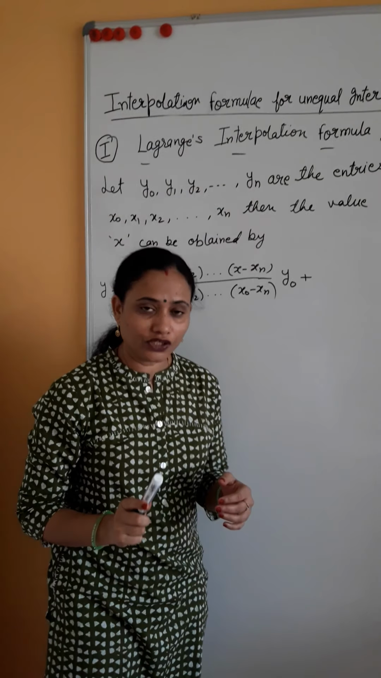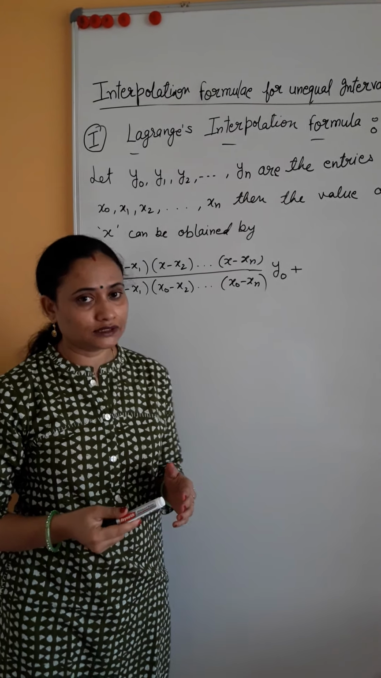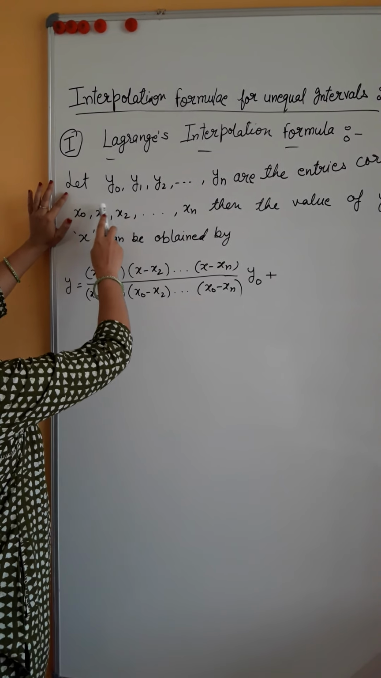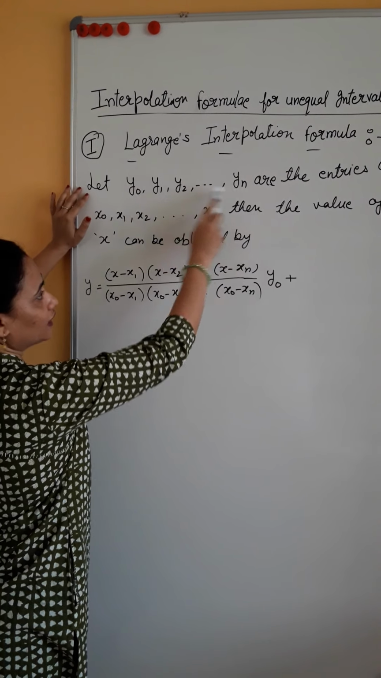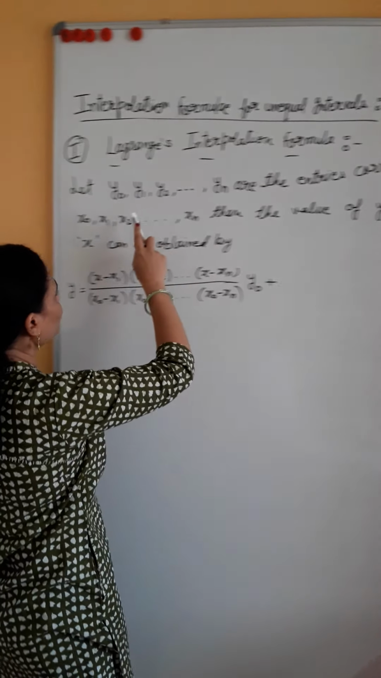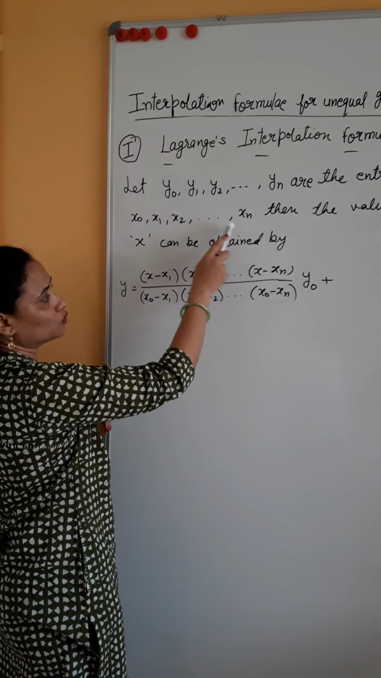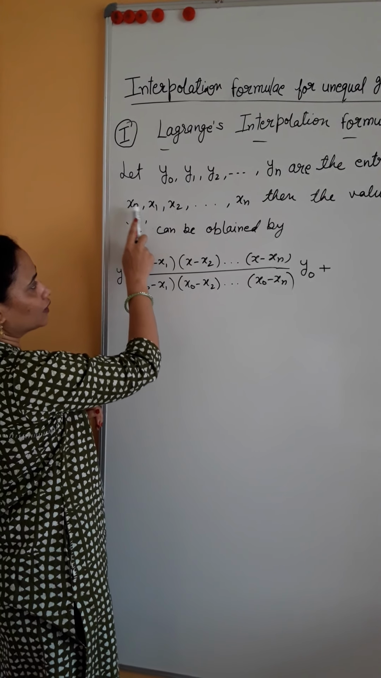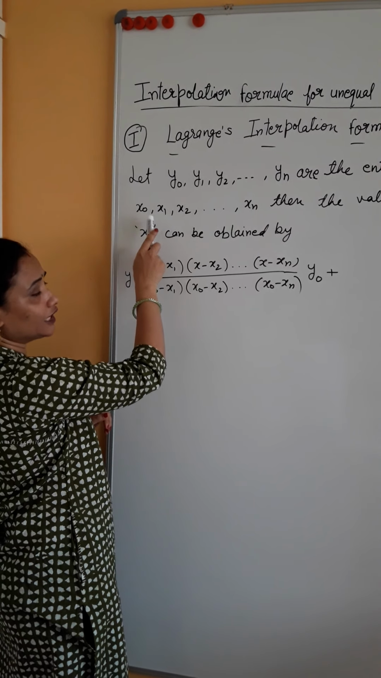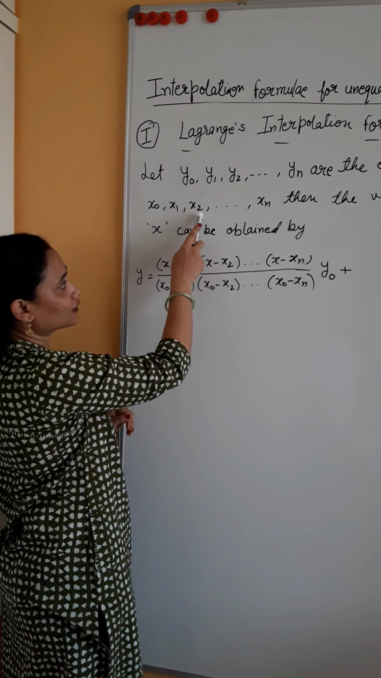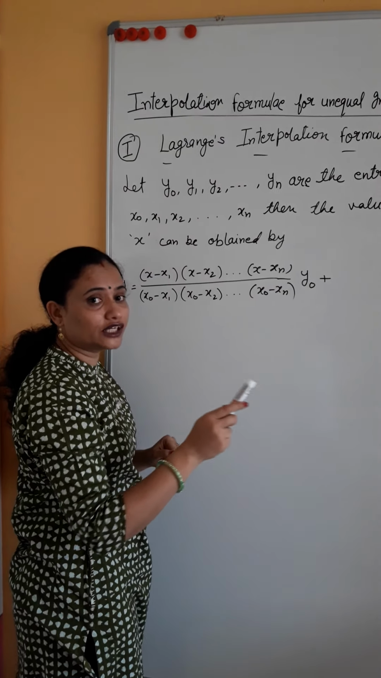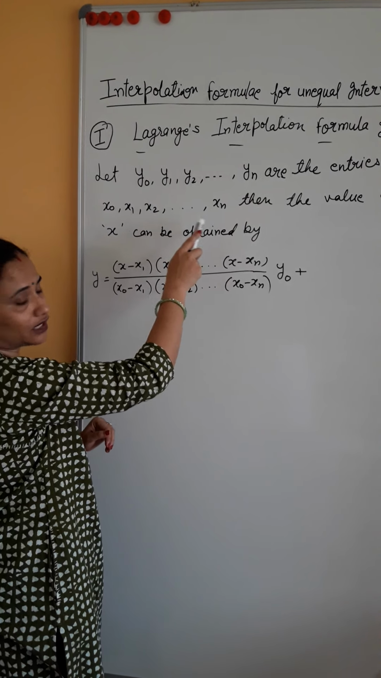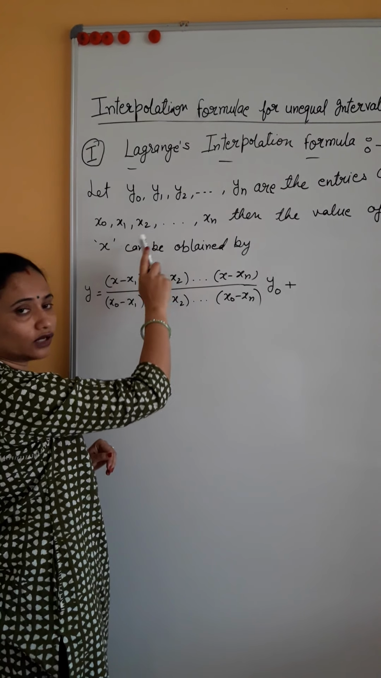As we know, numerical methods are based on the given or available data. So let's start with some data. Let y0, y1, y2 up to yn be the entries corresponding to the arguments x0, x1, x2 up to xn. Here the difference between x0 and x1 need not be the same as the difference between x1 and x2. That is the meaning of unequal intervals. Previously we had a difference of h everywhere; here it is not necessary.